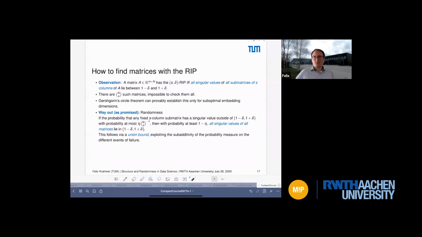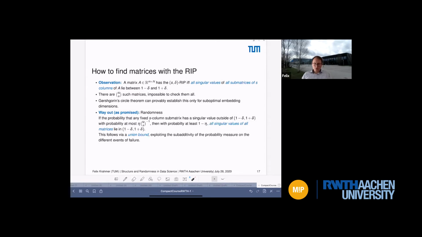And the way out, I promised this to you, so we have to get to this punchline at some point, is randomness. Let me give you a brief idea of what the strategy is and why randomness is helpful, because randomness allows us to focus on a single submatrix of S columns. The probability that any fixed S-column submatrix has a singular value outside of 1 minus delta and 1 plus delta is very, very small. So the probability is at most eta times n choose S to the -1. And then with probability at least 1 minus eta, all singular values of all matrices lie in 1 minus delta and 1 plus delta.